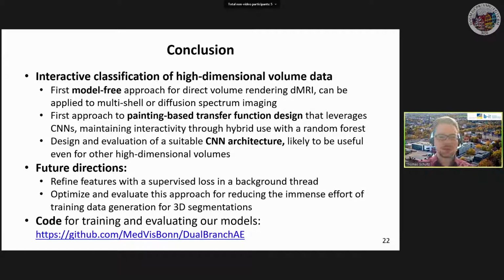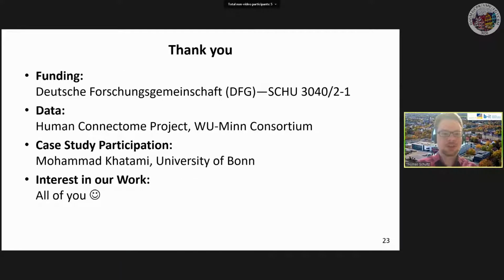Now, as future directions, it would be interesting to try and refine the features, maybe in a background thread or on a second PC, on a second GPU, as the interaction is going on. We want to try also maybe using this to create training data for automated 3D segmentation. We have some code on GitHub.